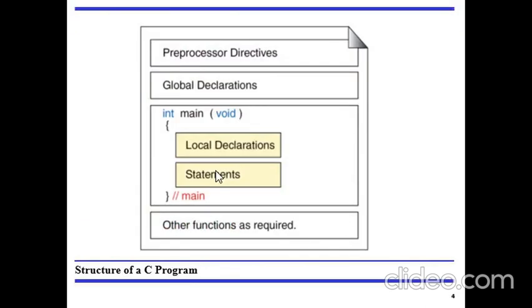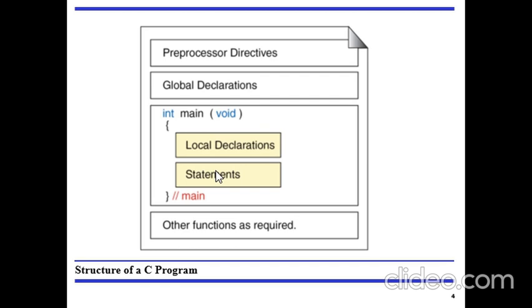The C program structure has different parts. The first one is the preprocessor directive. Preprocessor directive means #include <stdio.h> and #include <conio.h>. #include <stdio.h> means standard input output header file. The printf and scanf functions are both present in stdio.h. Next, conio.h means console input output header. The clrscr and getch functions are present in conio.h.